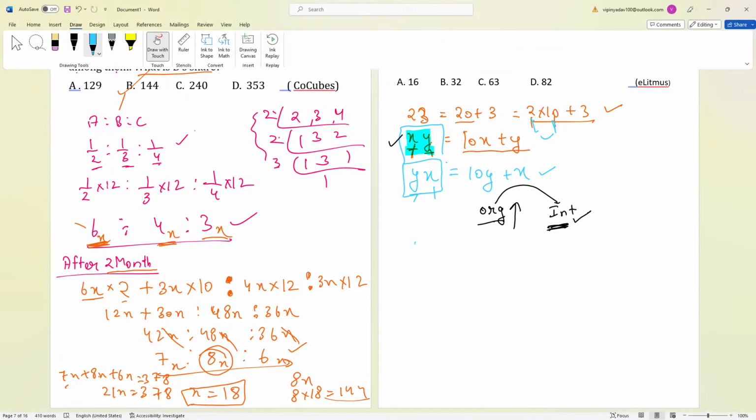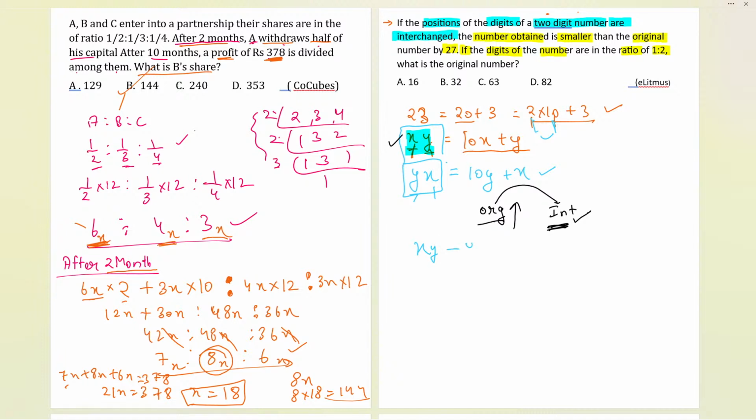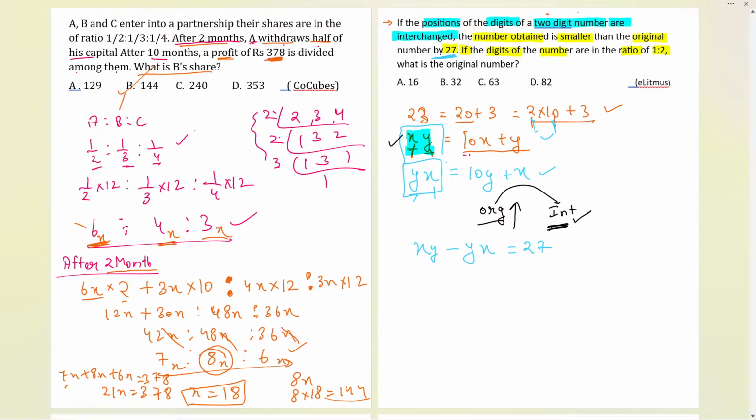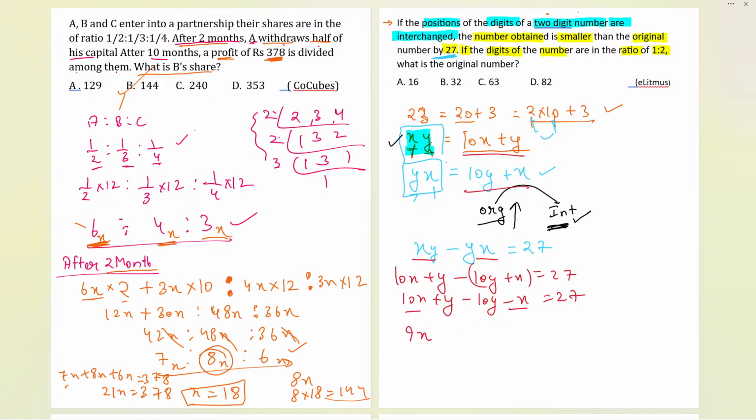So can I write xy minus yx, and it is greater by 27? Now I take the generalized forms in place of xy and yx. Let us write 10x plus y minus (10y plus x) equals 27. Let us solve it. It will be 10x plus y, multiply inside the minus sign, minus 10y minus x equals 27. Then 10x minus x will be 9x, and y minus 10y will be minus 9y, equals 27.